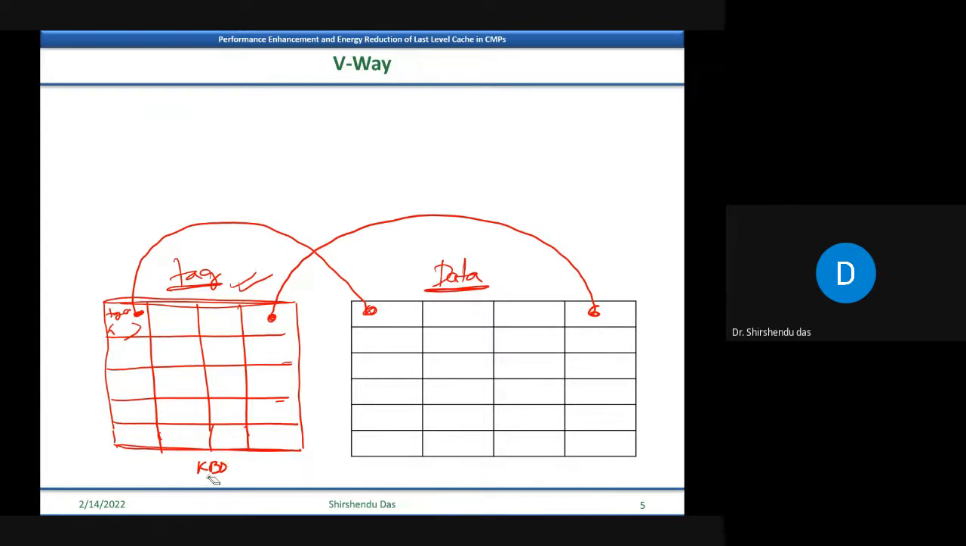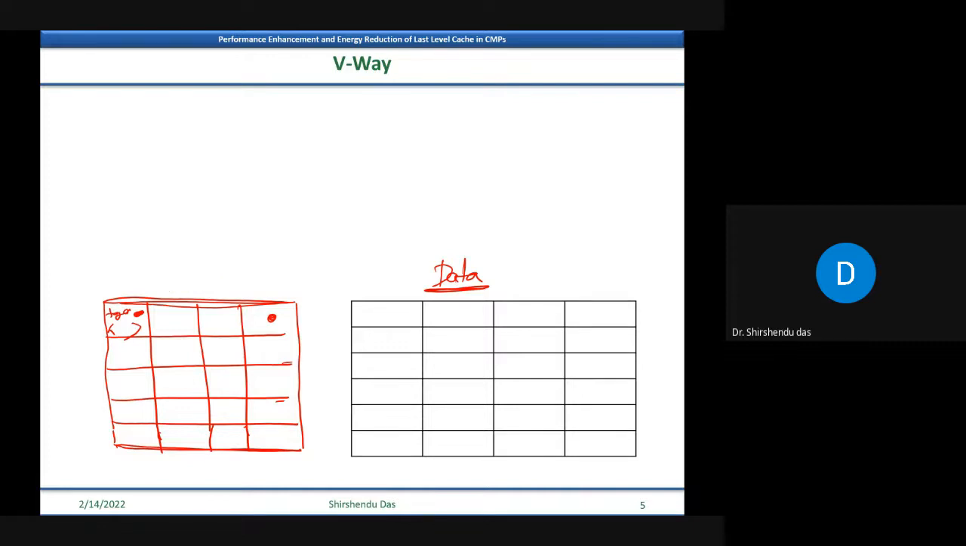But the main point you have to understand here is the one-to-one mapping. You can see there is a one-to-one mapping. If this is four-way associative, then the tag part is also four-way associative, and there is a one-to-one mapping between the entries here. Okay, so now what VUA is saying. This is the actual set associative cache, right? And this set associative cache faces the local utilization issue that I've already explained.